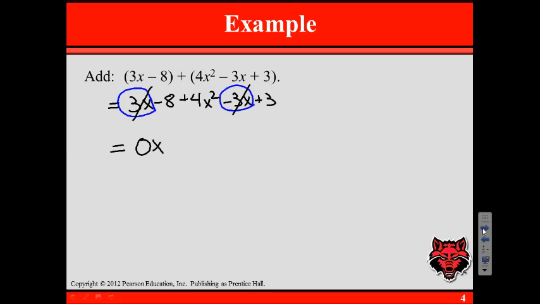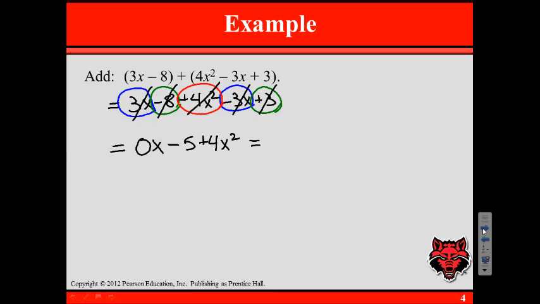Looking at the next term, negative 8. Negative 8 is a constant term. As we go through the problem, we find that 3 is also a constant. Negative 8 plus 3 is negative 5. We can cross through those terms. The only term left in the algebraic expression is 4x squared. 4x squared doesn't have any like terms, so we just copy it verbatim to the next line.